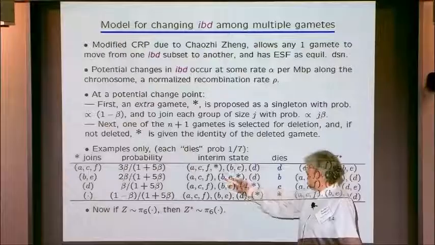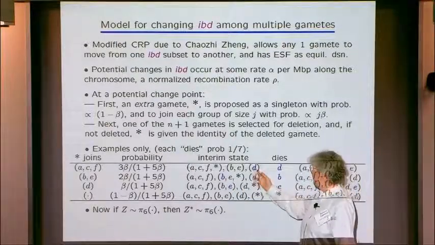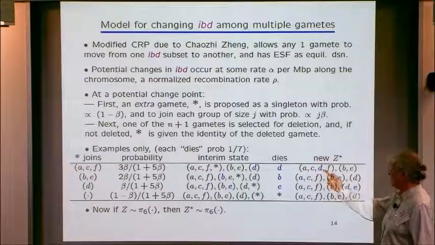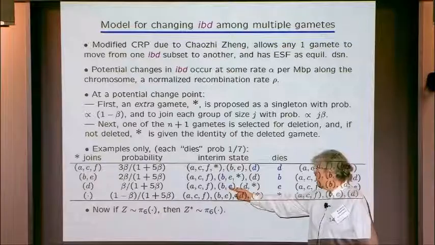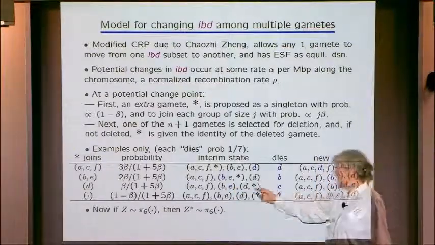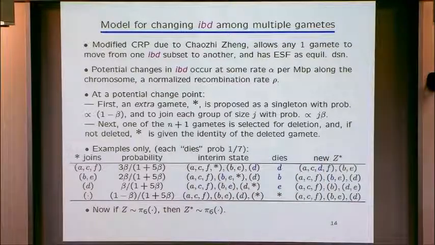Sometimes if somebody at the same table leaves, again you haven't changed anything, but if somebody at a different table leaves, then eventually what you do is move this gamete into this group. Or in this case, this gamete moves from this group into the other group because the star gets the label E. So essentially what this does is precisely what we want. It allows us to have a simple model. It's probably not a real model. It's a prior model for the sorts of changes in IBD that can happen along the chromosome.